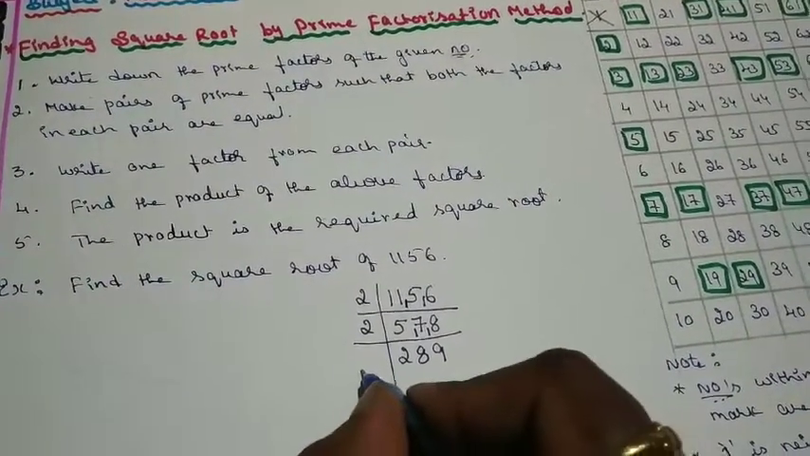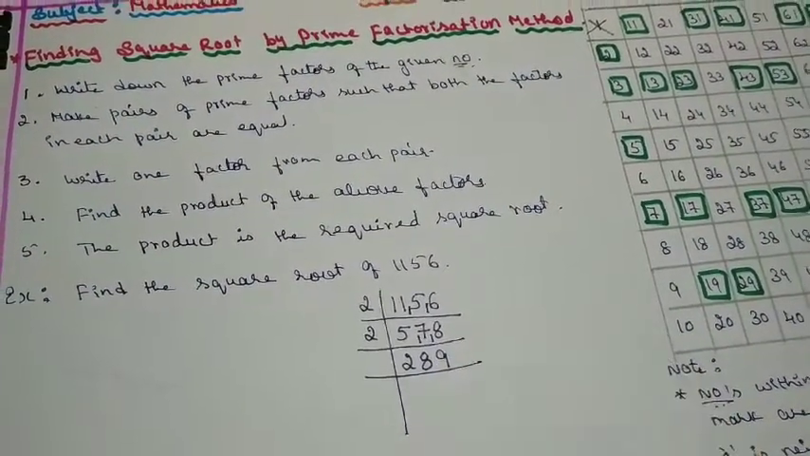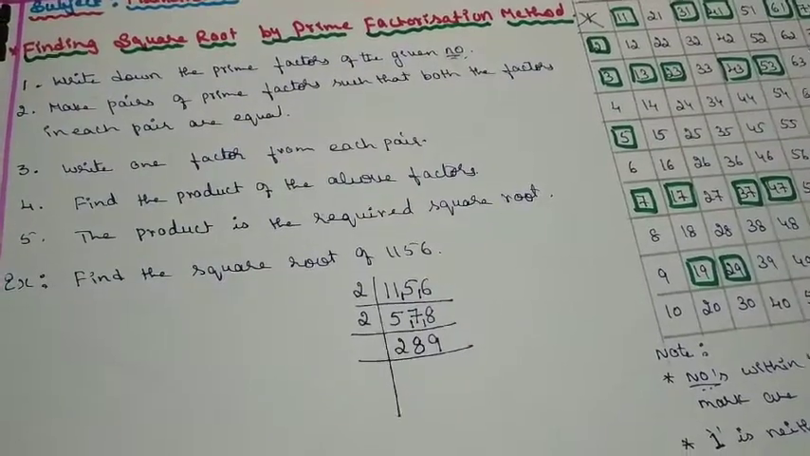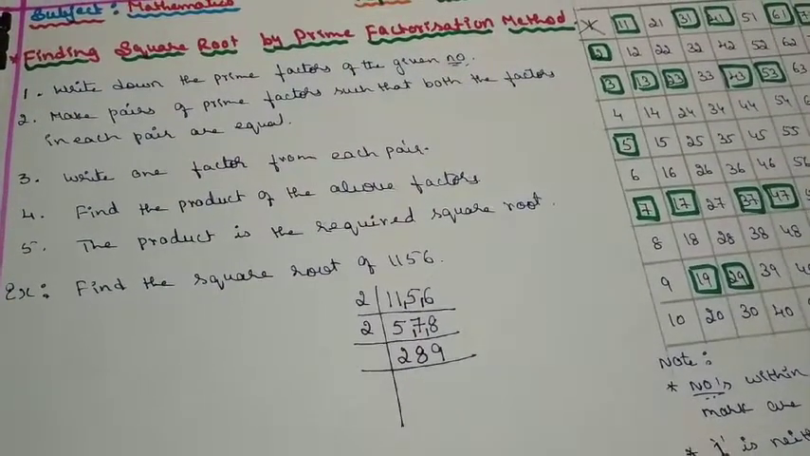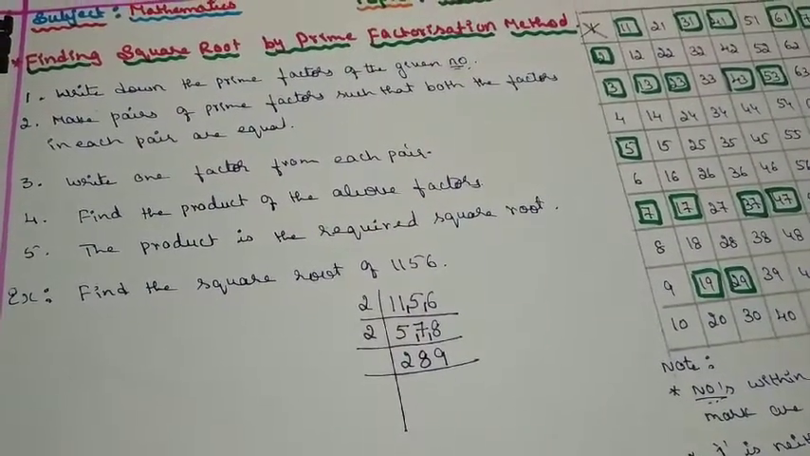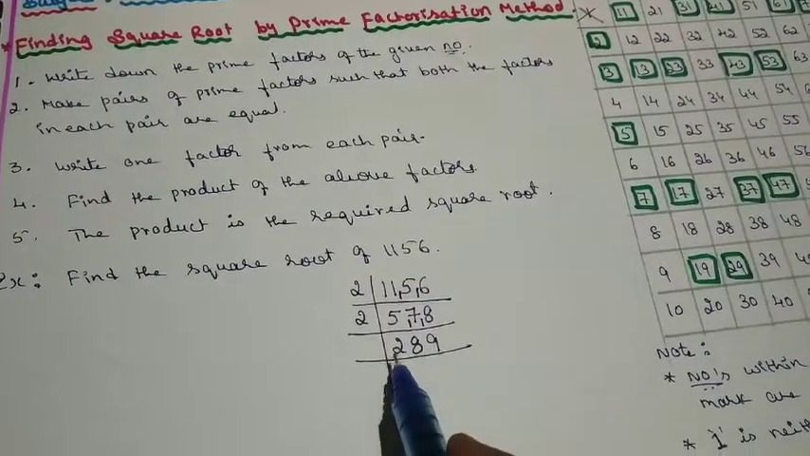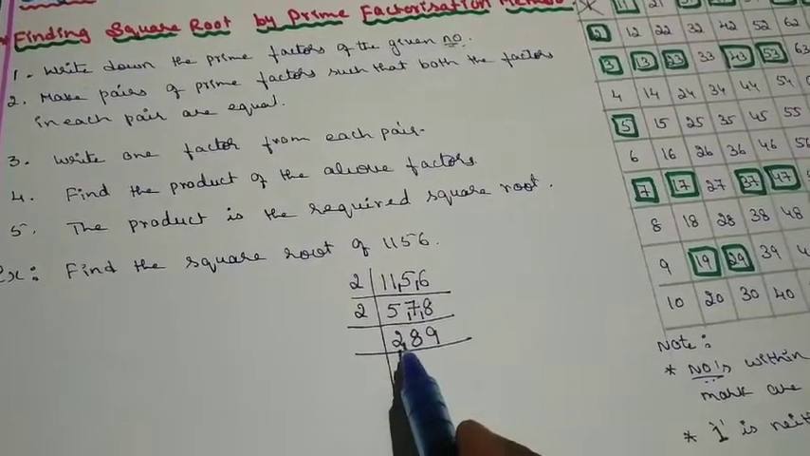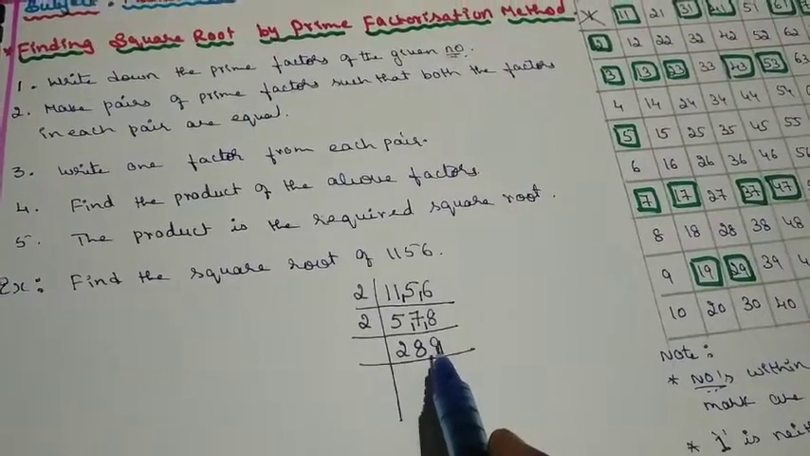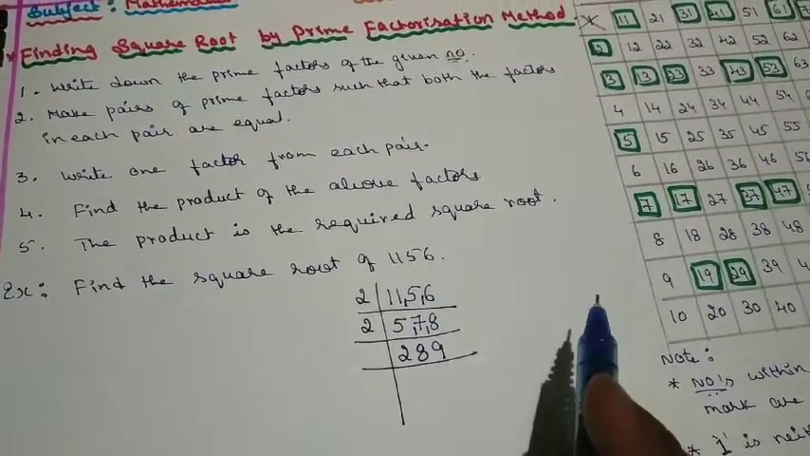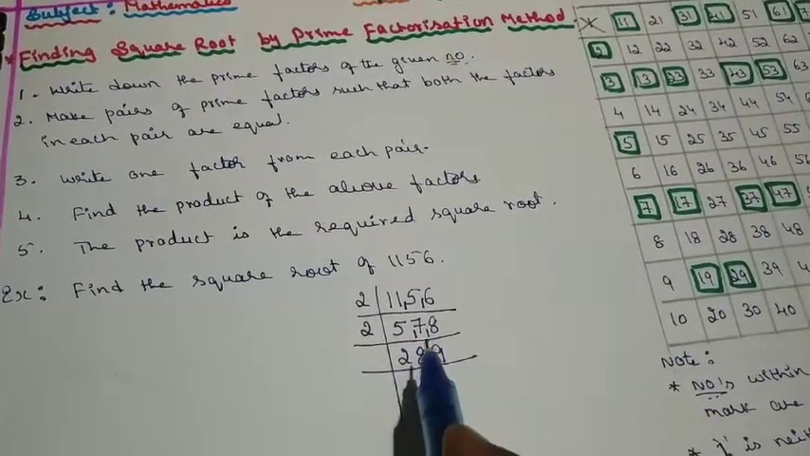Right? Then since an odd number is present in the ones place, shall we check for 3? So checking for 3, the divisibility rule is summing up all the digits, that is 8 plus 2 is 10, plus 9 is 19. 19 doesn't come in the 3 table, therefore it is not divisible by 3.